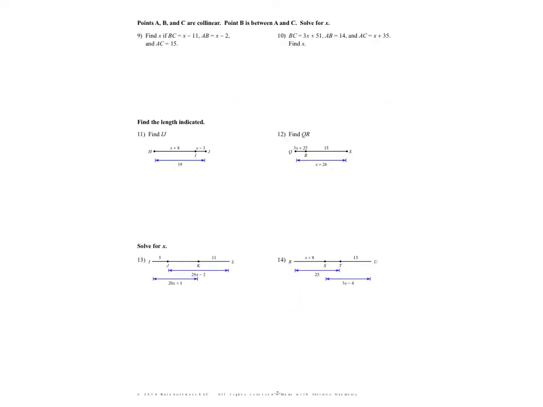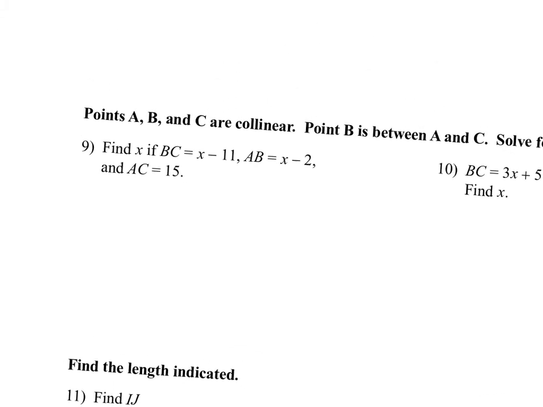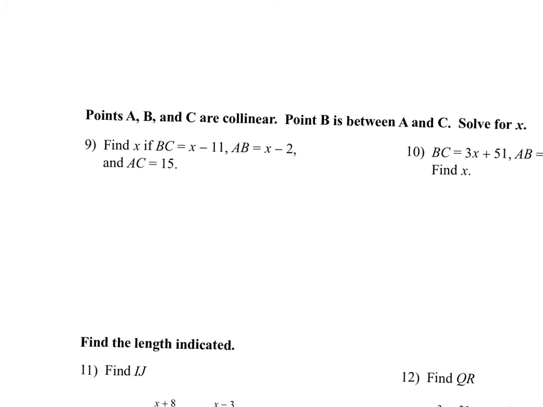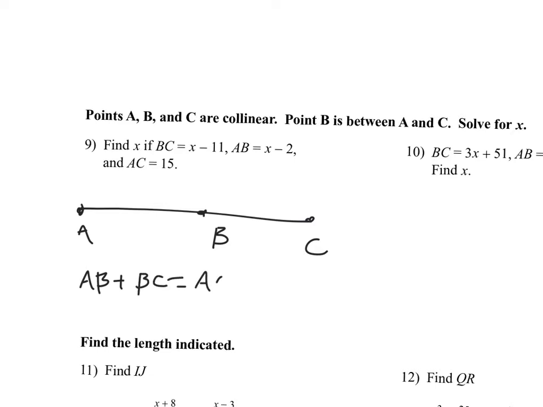Again, we can just throw the collinear thing at you, making you use our definitions, right? So again, draw the picture. A, B, and C are collinear. Read it. B is in between A and C. So that means A and C are on the ends. B is in the middle. And now fill in what we know. Again, we know the segment addition postulate says AB plus BC equals AC. The two small pieces equal the whole thing. All right, if AB is x minus 2, BC is x minus 11, and AC is 15, we can then plug these into our equation. Now it's just like the problem we just did.